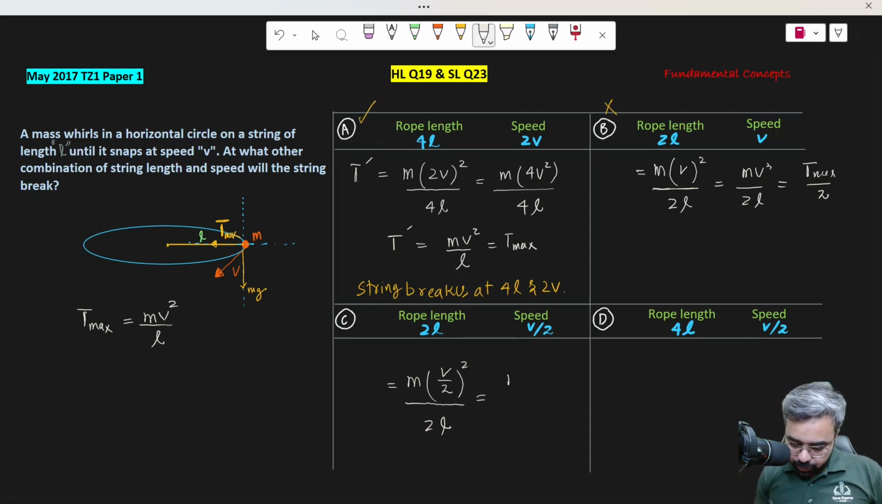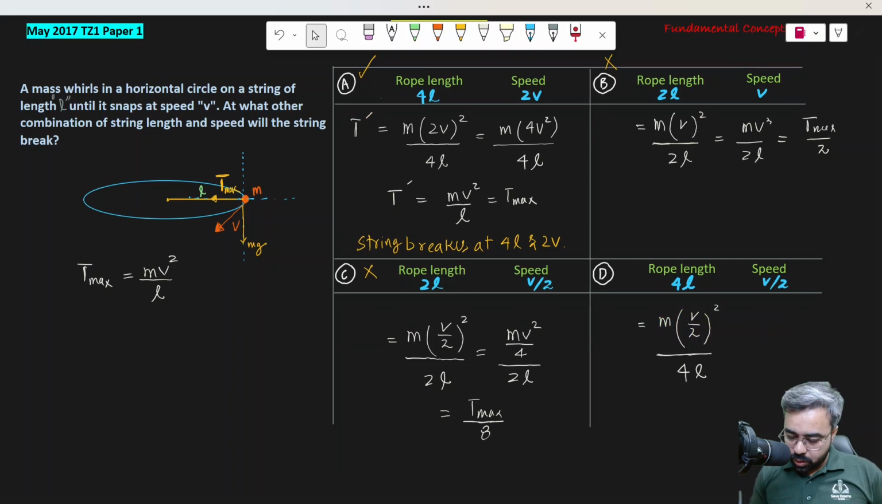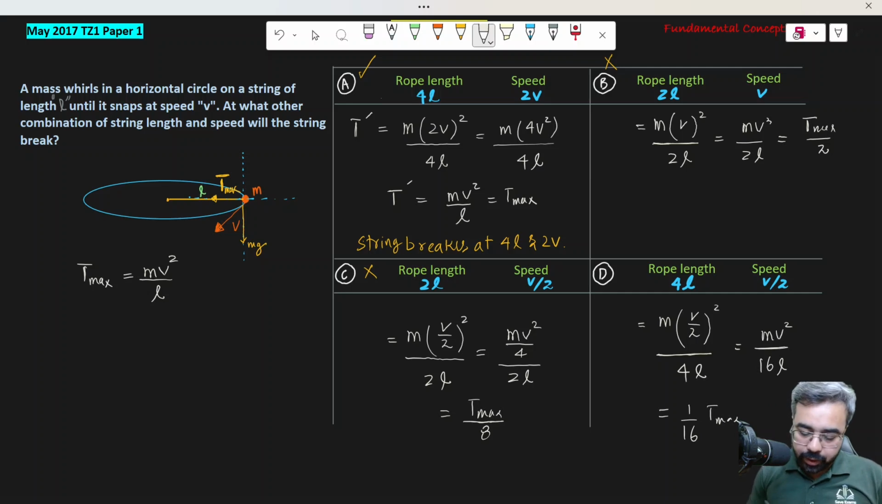It will become mv squared over 4 divided by 2L. So in short, this will become maximum tension divided by 8, so it is 1/8. Obviously, it is also not the right answer. Last but not least, you can see it will become mv squared over 16L, which is 1/16 of T max. So finally, option A is the only right answer.